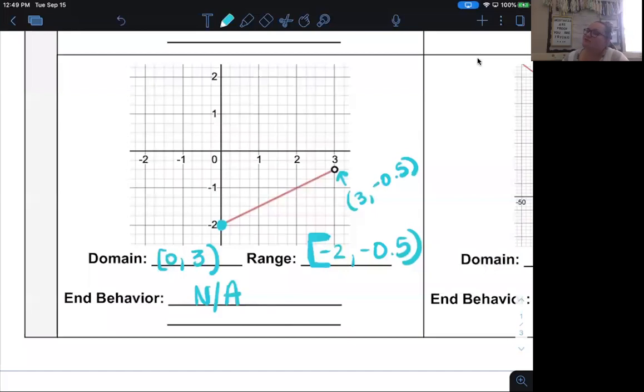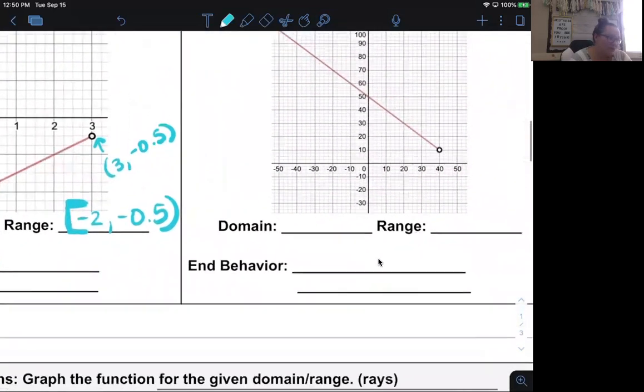All right, so see if your answers match mine. For the domain, I said that x goes from 0 to 3, and 0 is included, so there is a bracket. 3 is not included, so it's a parenthesis. For the range, y goes from -2 to -0.5. Again, -2 is included because of that closed circle, so there's a bracket. -0.5 is not included. There was an open circle at that point, so I know that there's a parenthesis. And because this is a segment, we don't really describe the end behavior because the graph doesn't really have a far right or a far left. So I just put n/a, not applicable.